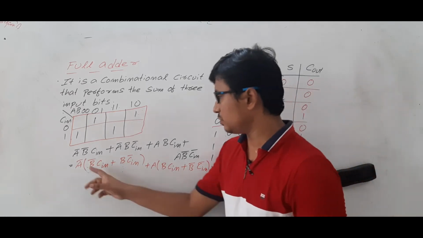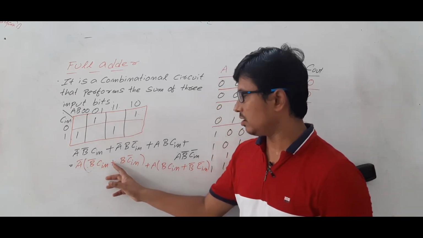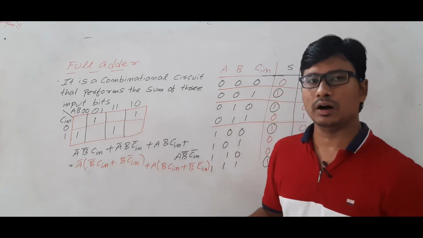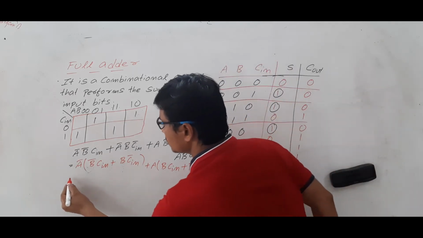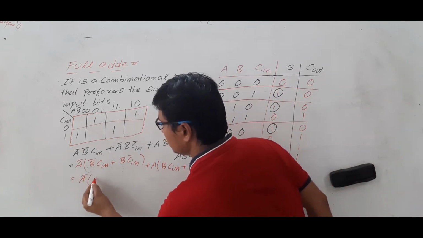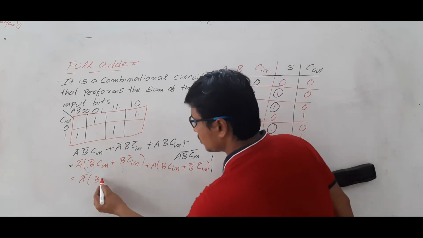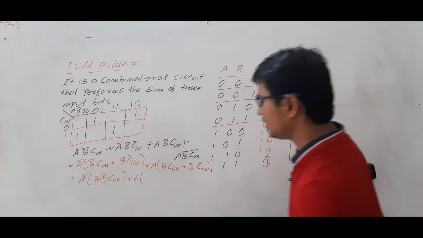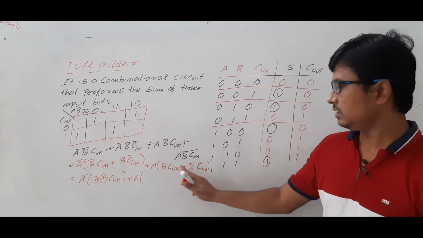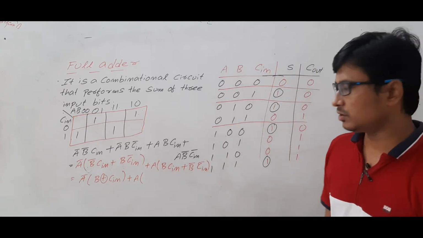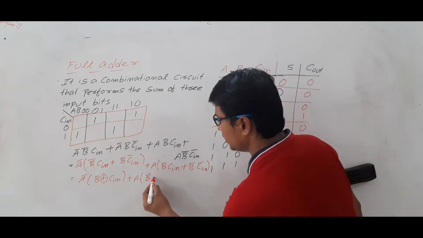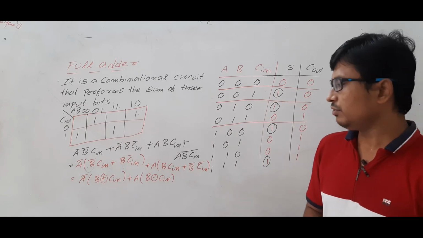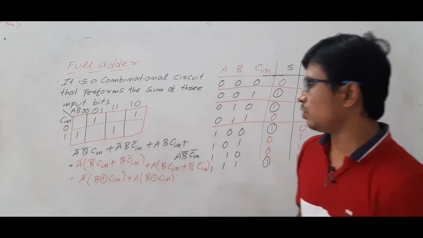Now if you take this one, this is B complement C in or B C in complement. I can write it as B exclusive or C in. Am I right or wrong? So this can be written as B exclusive or C in, or A, if you take this one, this is B C in or B complement C in complement. I can write it as B exclusive nor C in. Is it clear?